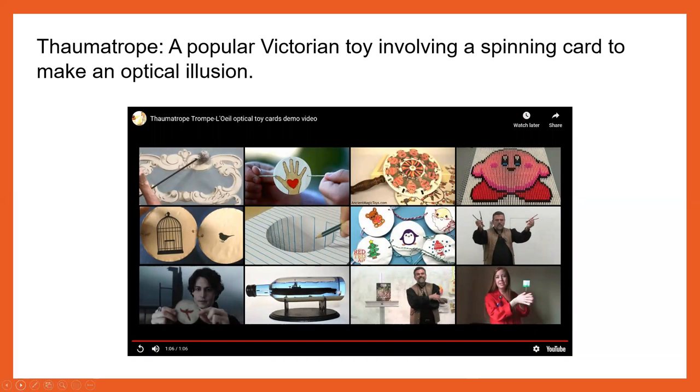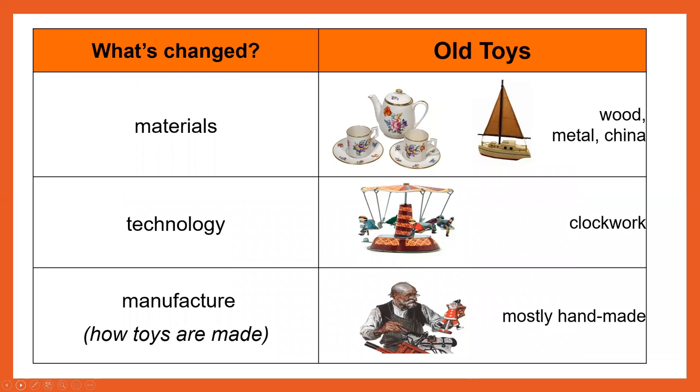Well done, children. So, let's see what has changed. We're looking today at Victorian toys. Now, we know that the materials have changed. The materials they used in Victorian times were wood, metal, and china. The technology has changed. There's no electronic toys in the Victorian time. They were often made from clockwork. And the manufacturing process, how the toys were made, was different in the Victorian times. They were mostly handmade, whereas today they're made in factories.